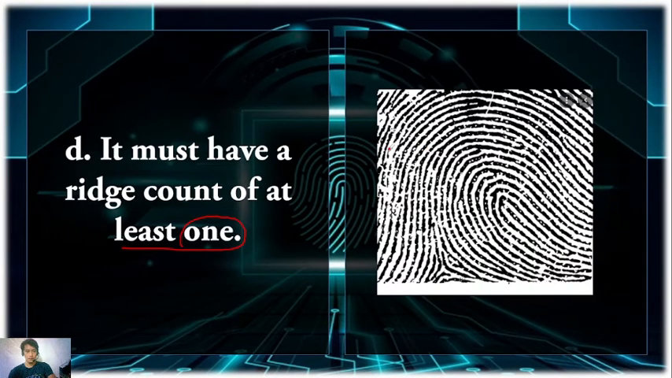So if all of those requisites, or all of those elements, are shown in the fingerprint, or we were able to find them in the pattern, then we can say that the pattern is a loop.